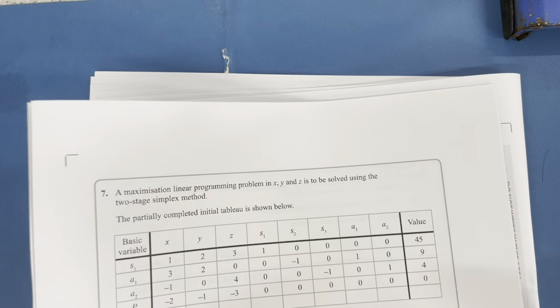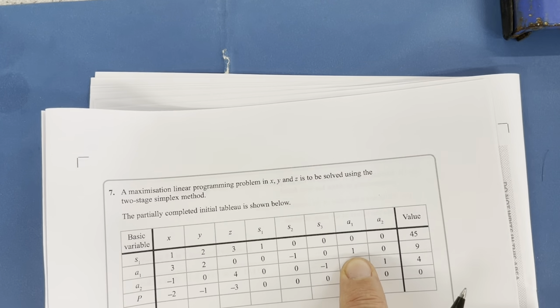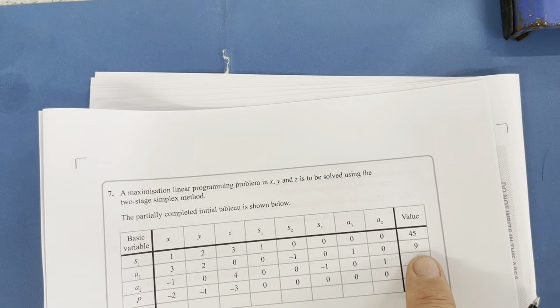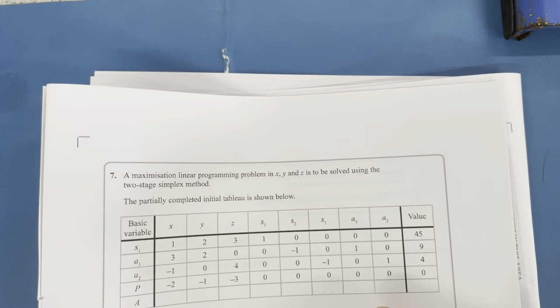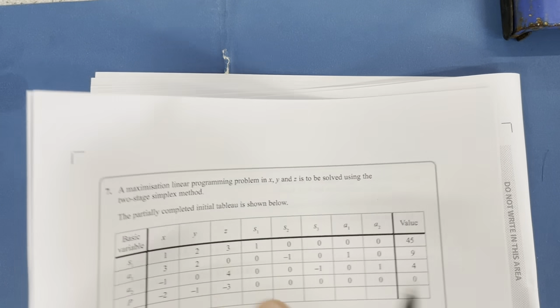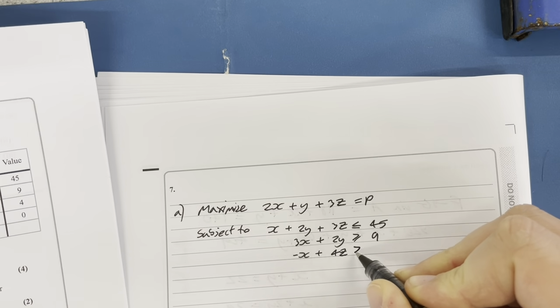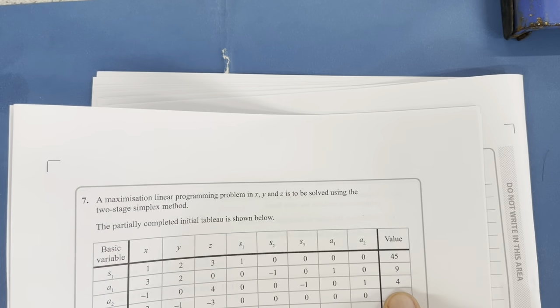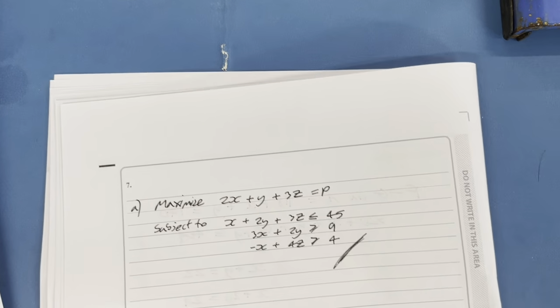This one we're going to have 3x plus 2y, and this one's going to be greater than or equal to 9, because we've got a negative 1 there, which means that's a surplus variable, and we have a 1 there, so it's an artificial variable, which means the origin is not part of that constraint. And similarly, this one here is the same issue: minus x plus 4z is going to be greater than or equal to 4, for the same reason. Okay, so that's the program that this table represents.